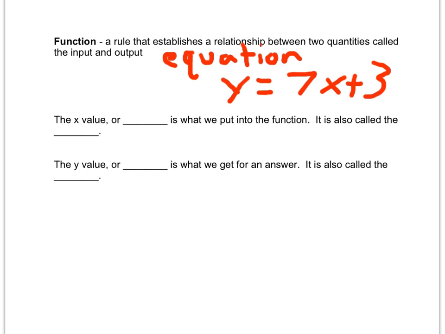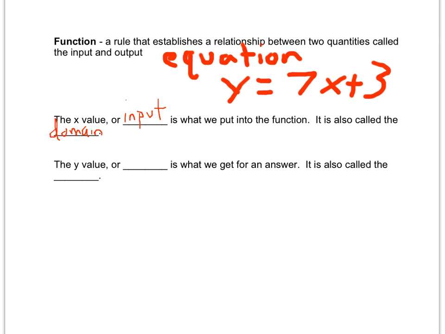Important stuff: you've got to know what the x value is. The x value is also called the input. That is what we put into the function. It is also called the domain of the function. So input and domain are the same thing, and those are both the x value. When we put some number in for x, that's our input.